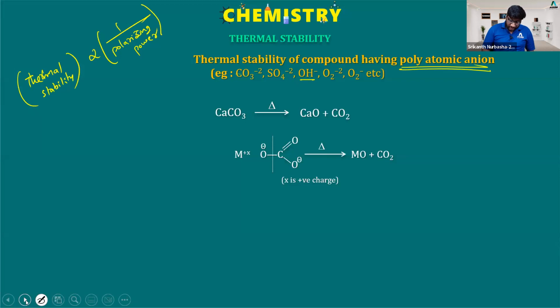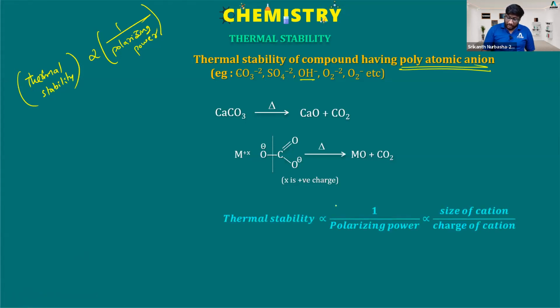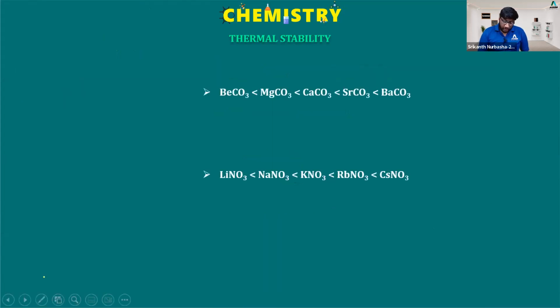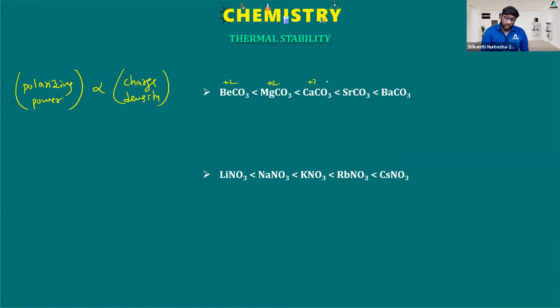CaCO3 upon heating forms CaO and CO2. Thermal stability is inversely proportional to polarizing power. Polarizing power means like charge density, it is directly proportional to charge density, charge of cation by size of cation. You try to compare BeCO3, MgCO3, CaCO3, SrCO3, BaCO3. So polarizing power is directly proportional to charge density. So greater the charge, like everywhere you have plus 2, with respect to carbonate CO3 2 minus. CO3 2 minus is a polyatomic anion.